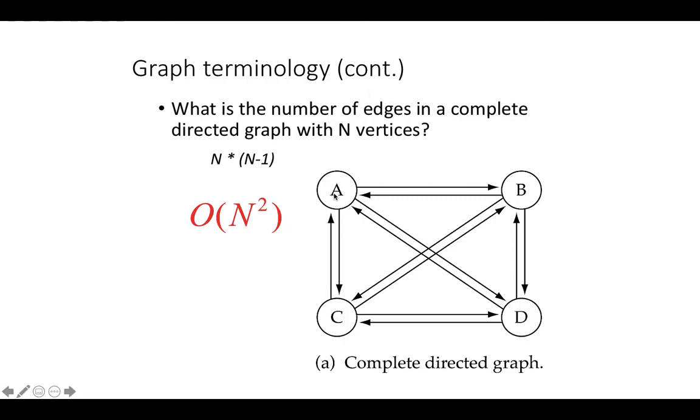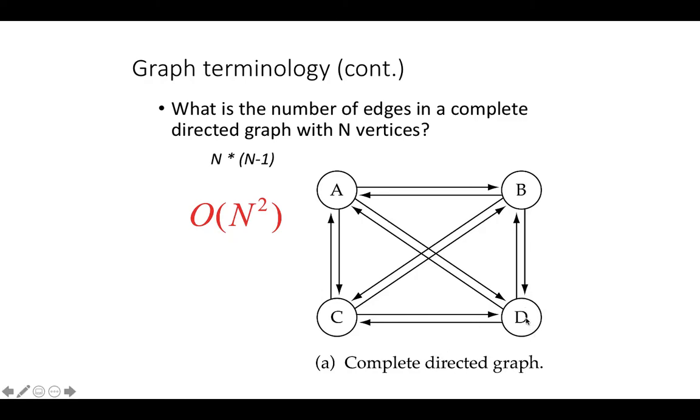Let's take an example. For example, this is a complete graph because node A is connected to B, C, D. Node D is connected to all other nodes. Node C is connected to all other nodes. So that's why we call this graph complete. So this is a complete directed graph.